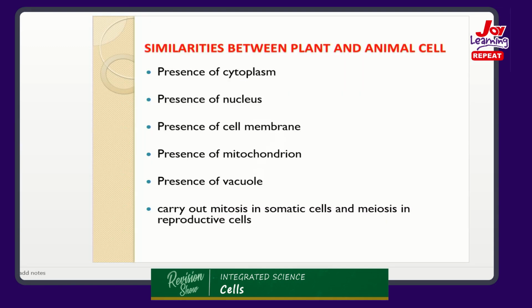The next slide is similarities between plant and animal cell. Presence of cytoplasm, as I mentioned, all the things that we mentioned there, except the last point you can't see taking place on the drawing. So they carry out mitosis in somatic cells and meiosis in reproductive cells. Both plant and animal cells undertake these activities.